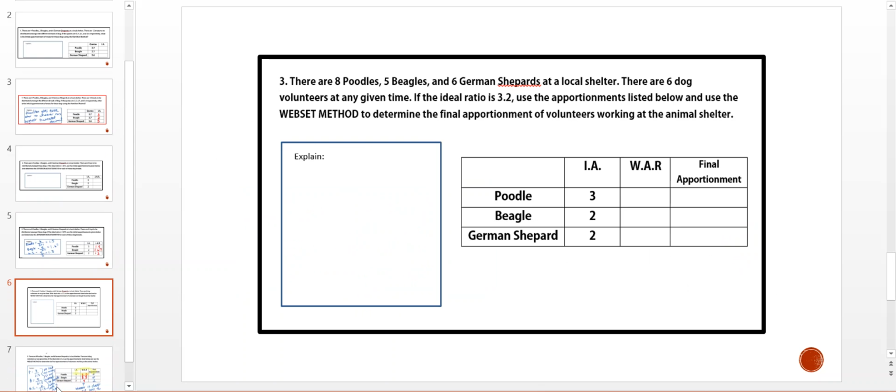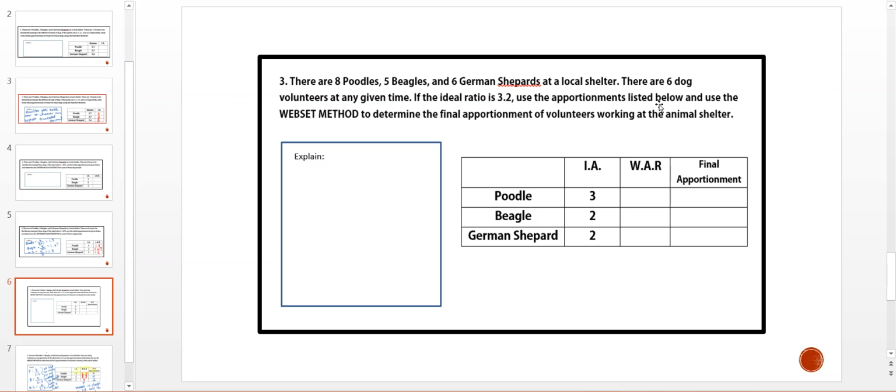Okay, and finally the last question is, if there's 8 poodles, 5 beagles, and 6 German shepherds, they have 6 dog volunteers. The ideal ratio is 3.2. Let's figure out the Webster method to figure out the final apportionment. All right, so Webster rounds, remember, initially. So when Webster rounded, this is how many volunteers he had, which is a total of 7. And he's only supposed to have 6, so we have to take 1 away. So that means that we're going to have to use the Webster formula.